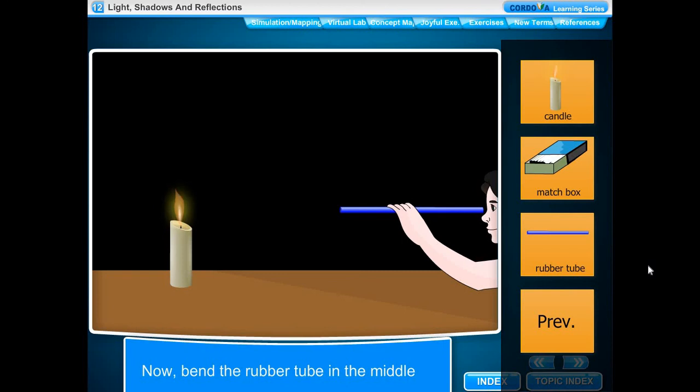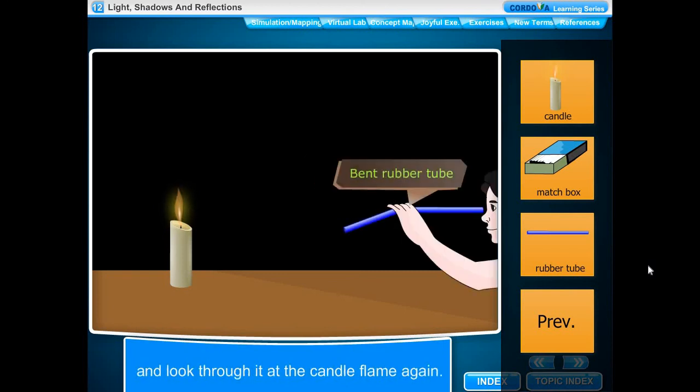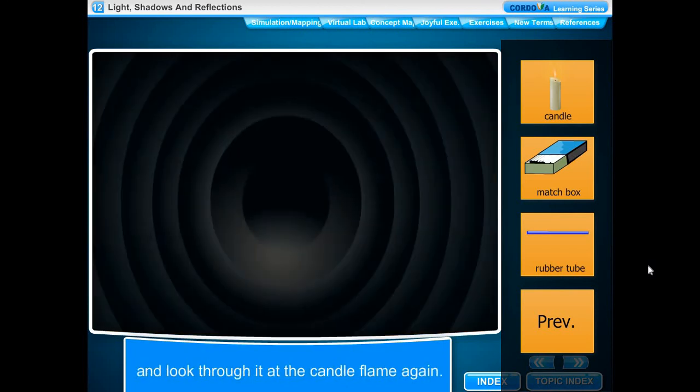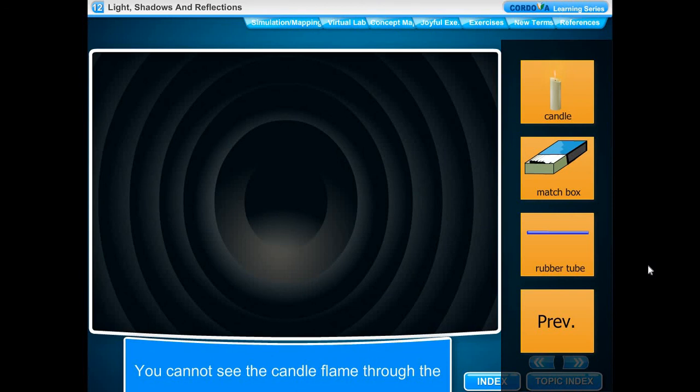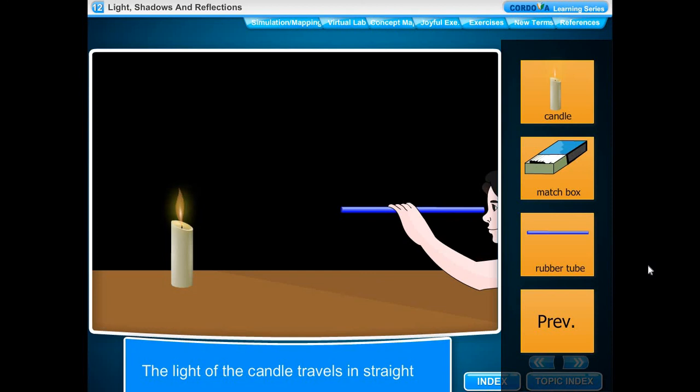Now, bend the rubber tube in the middle and look through it at the candle flame again. You cannot see the candle flame through the bent rubber tube. Conclusion. The light of the candle travels in straight lines through the hole of the rubber tube. When the rubber tube is bent, the light of the candle flame fails to reach us. Therefore, we cannot see the candle flame.